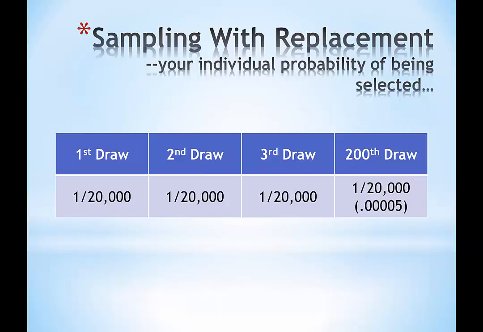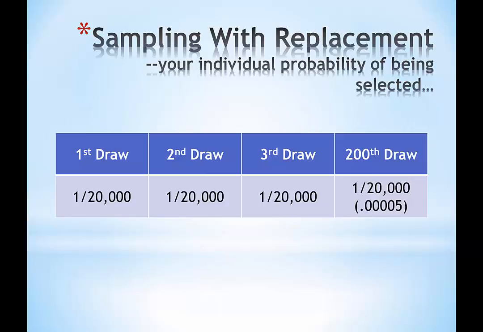Every name I drew, I put back in the hopper, so to speak, and so that's 0.00005 in terms of probability, or a 0.005% chance of being selected. So very minuscule, 1 out of 20,000. And by the way, if you want to think about it, the odds of your name being drawn twice in this scenario is 1 over 20,000 times 1 over 20,000. It's an infinitesimally small probability that you would be selected twice.